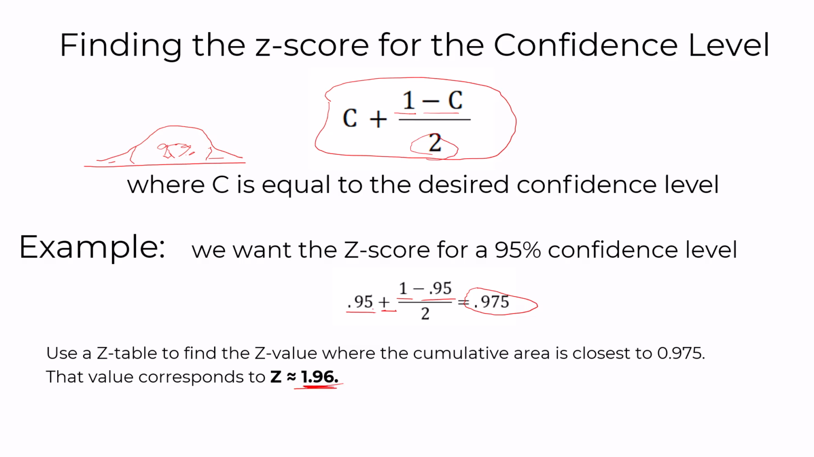Yung 0.75. So it should be the closest value. So you refer to the Z table and look into the actual critical value of the Z. So that's how we compute for the Z score. Okay, so you have to use this formula, confidence level plus 1 minus the confidence level over 2.